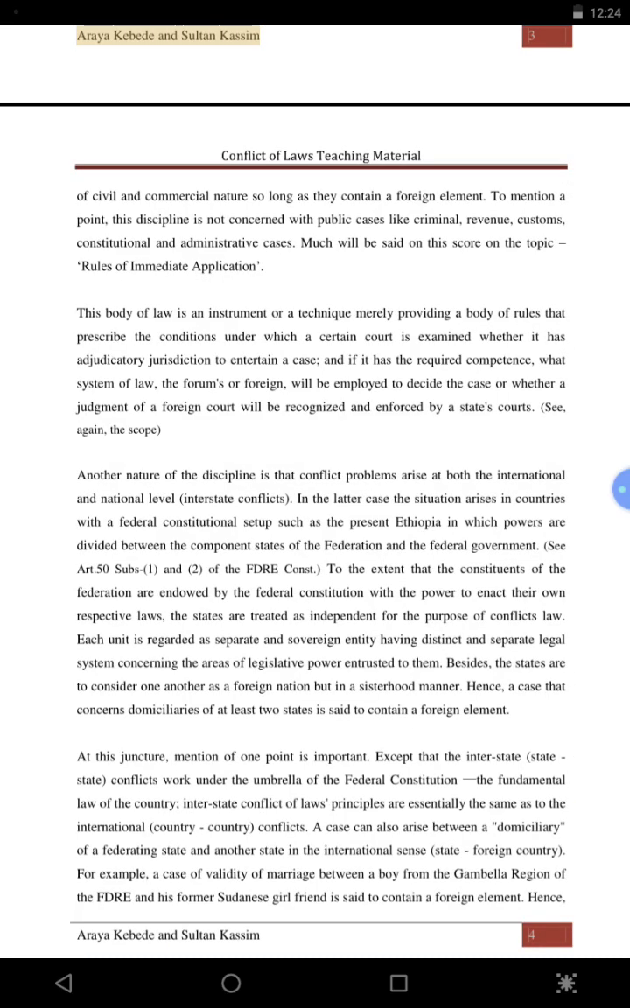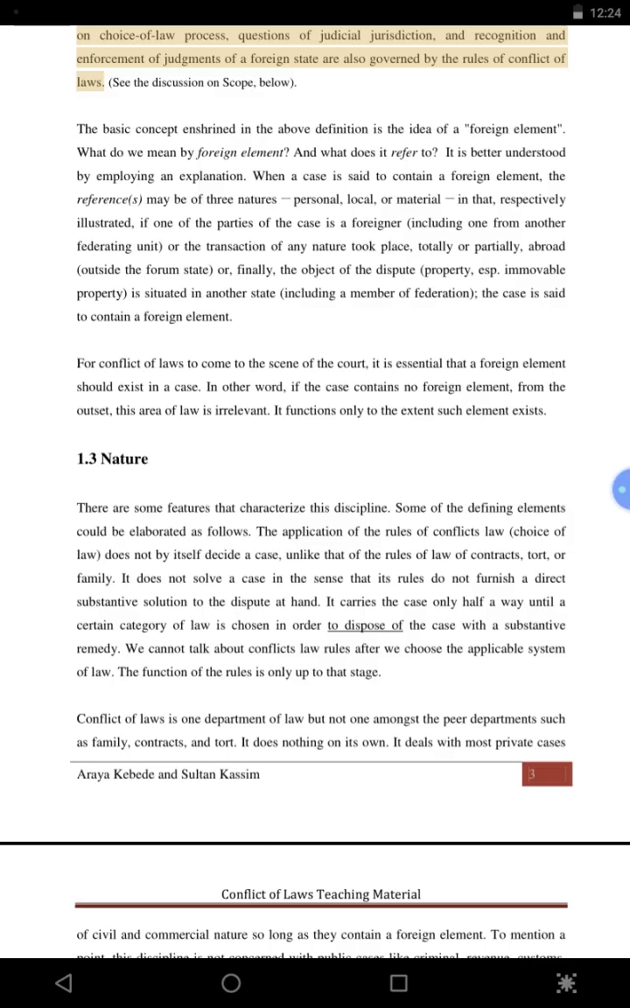Conflict of laws teaching material. Araya Kabid and Sultan Qasim. 3. on choice of law process, questions of judicial jurisdiction, and recognition and enforcement of judgments of a foreign state are also governed by the rules of conflict of laws. See the discussion on scope below.